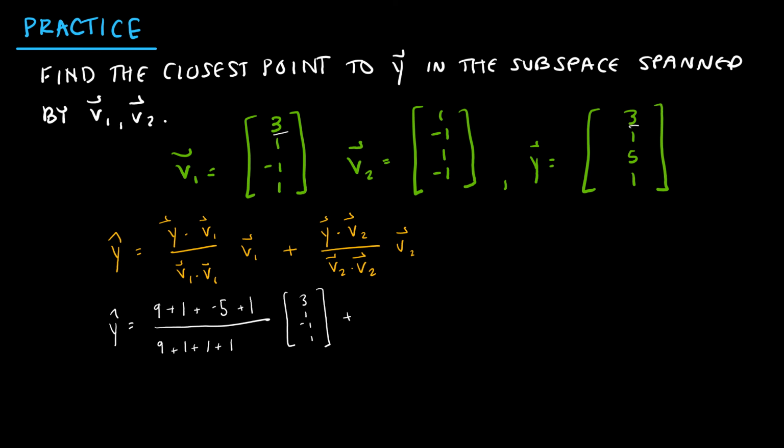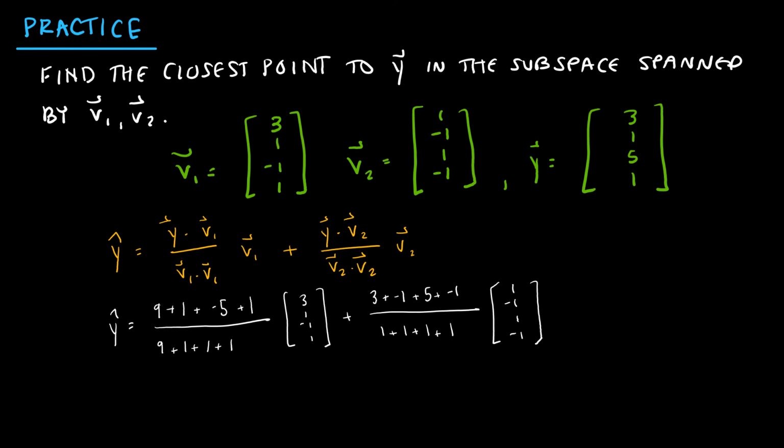For the other part of this, I'm going to take v2 times y, so the dot product: 1 times 3, which is 3, plus negative 1 times 1, which is negative 1, plus 1 times 5, which is 5, plus negative 1 times 1, which is negative 1. The denominator is the dot product of v2 with itself, so 1 times 1, plus negative 1 times negative 1, plus 1 times 1, plus negative 1 times negative 1. All of that times v2, which is (1, negative 1, 1, negative 1).